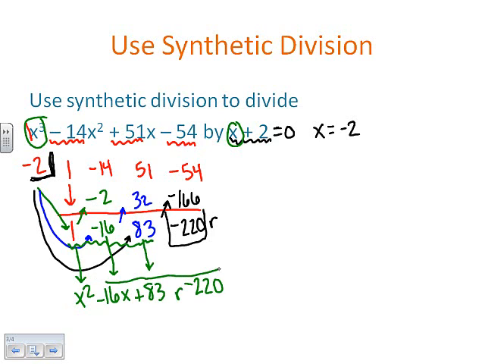And this would be your final answer. Since there is a remainder, this original x plus 2 was not a factor, and I cannot continue factoring the new polynomial. So it would just stay as is.